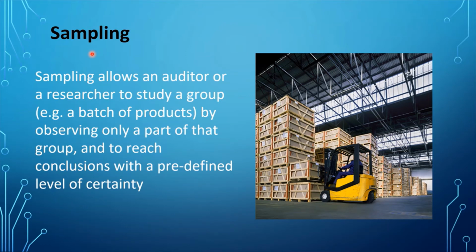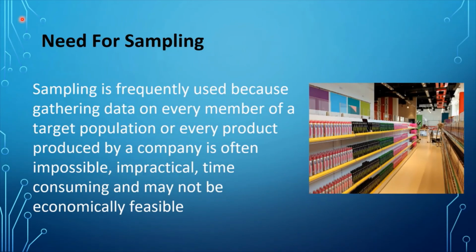But what is meant by sampling? Sampling allows an auditor or a researcher to study a group, for example a batch of products, by observing only a part of that group and to reach conclusions with a predefined level of certainty. Now, what is the need for sampling? Sampling is frequently used because gathering data on every member of a target population or every product produced by a company is often impossible, impractical, time consuming, and may not be economically feasible.